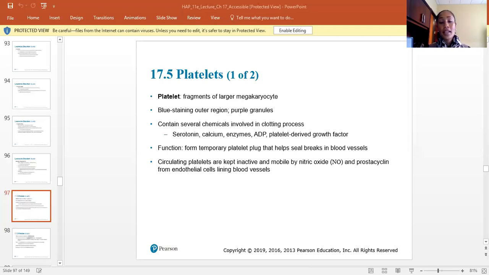CMP, which is a comprehensive metabolic panel. It's a blood chemistry profile that checks various blood chemical levels. So if we see any abnormal results, that could indicate a liver or kidney disorder. And then a complete blood count checks for formed elements, hematocrit, and hemoglobin levels.